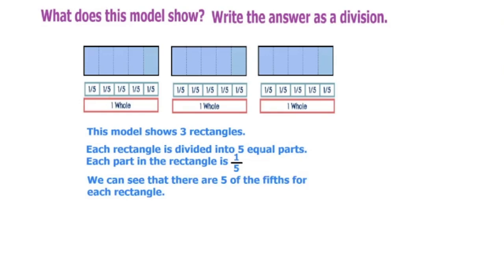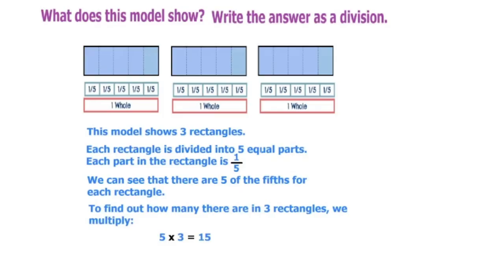So now we can see that there are 5 of the fifths for each rectangle, right? We counted them. There's 1, 2, 3, 4, 5. There's 5 of the fifths for each rectangle. So to find out how many there are in 3 rectangles, we multiply. There's 5 of them in one, but there's 3 rectangles. 5 times 3 is 15. So there's 15 fifths that fit into 3 rectangles.